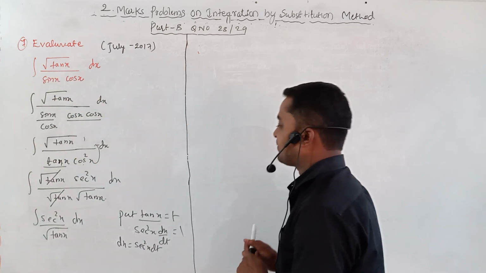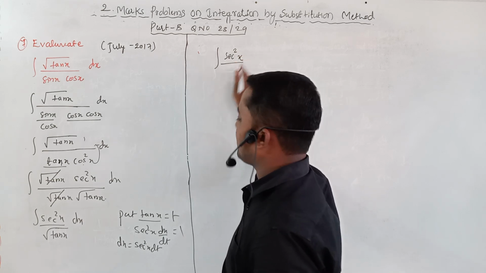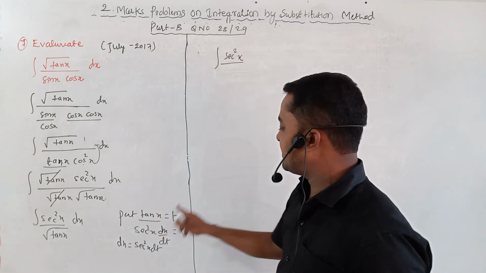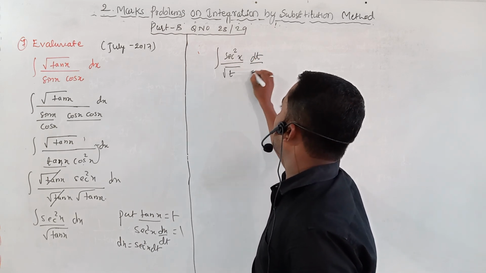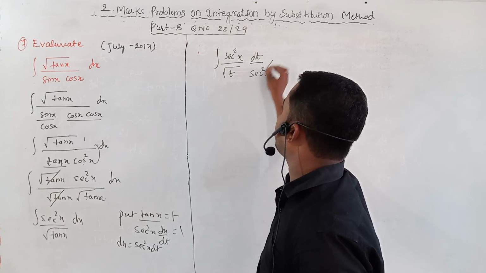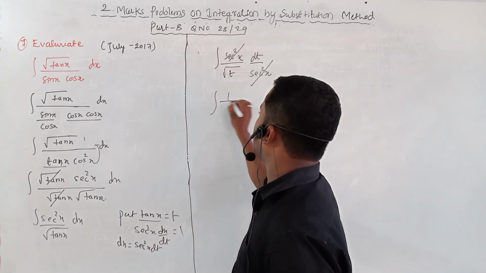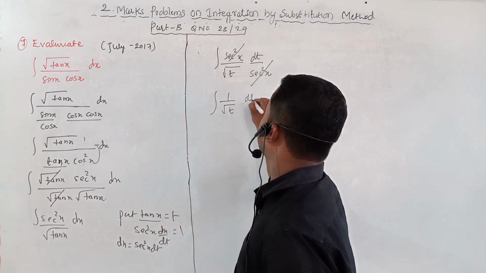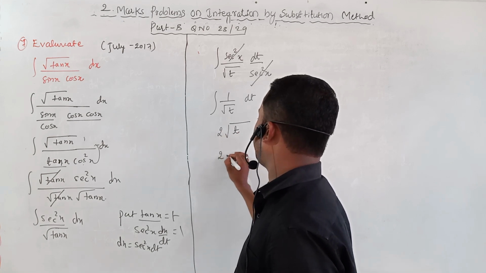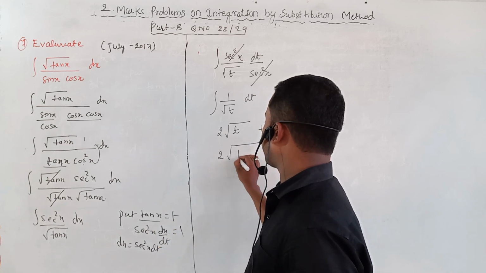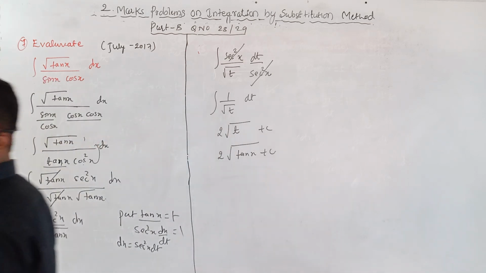Now come to the integral. Integration of sec square x as it is. Root tan x, tan x means t, root t. Then dx is dt divided by sec square x. Sec square x cancels. Now integration of 1 by root t dt means 2 root t plus c. What is the value of t? The value of t is tan x. So the answer is 2 root tan x plus c.